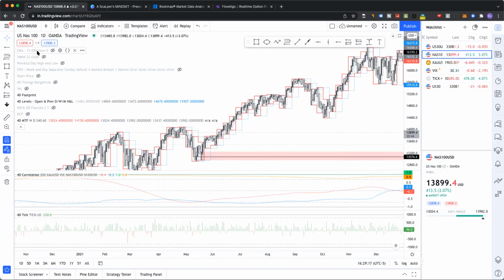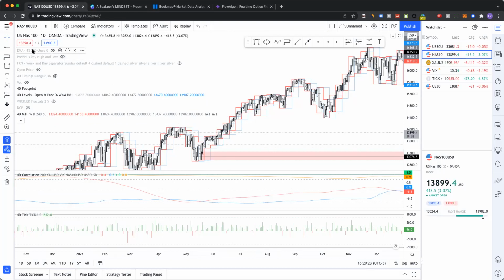Okay. I like to use a 200 EMA, which we'll talk about in another lesson. I don't really use the SMA, so I'm actually going to remove that. It's 200 EMA. I use a previous day's high or low indicator, or you can use the 4D one, open and previous days, weeks, and months, high and low. Okay, so that'll be displayed here. Let me turn this off real quick.